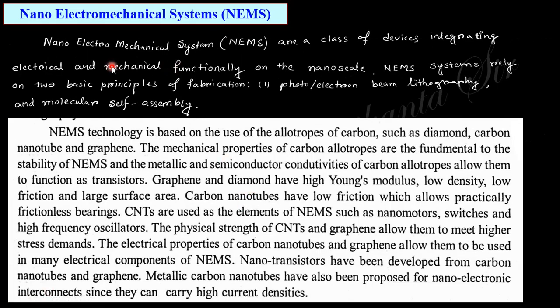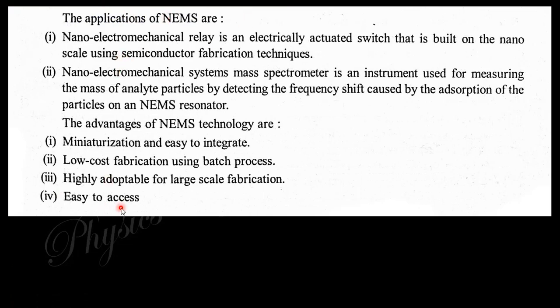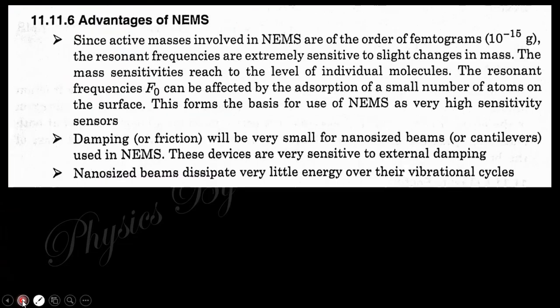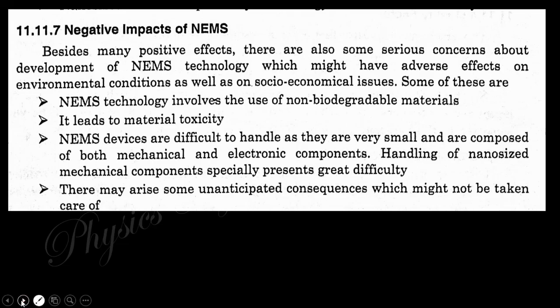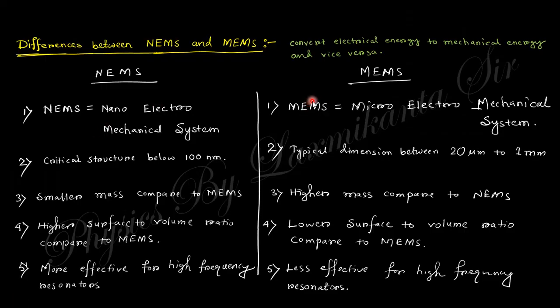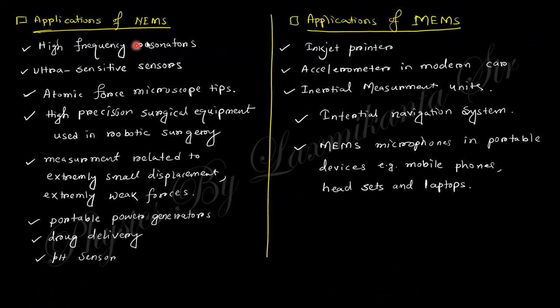NEMS is the nano electromechanical system. In the case of NEMS, the application is written here, you can see, and this is the advantage of NEMS. The negative impact of this, and this is the difference between NEMS and MEMS. This is a critical structure below 100 nanometers. This is 20 to 1, small compared to MEMS. This is higher: surface to volume ratio is high. This is low. More efficient, high frequency. Like that. Applications of NEMS are written here, and this is the MEMS.